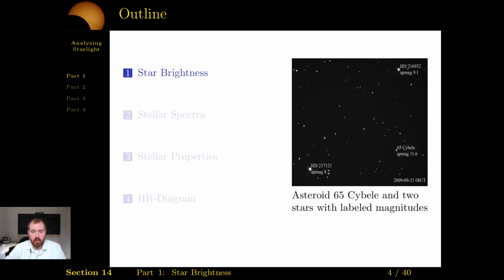So let's start talking about star brightness. And you've heard terms like magnitude. So here's a great picture of this. We've got an asteroid, 65 Cybele. There's the asteroid, and it's labeled an apparent magnitude of 11.6. And here are 2 stars, HD 216932. It's got a magnitude of 9.1. And I go over here, HD 217121, apparent magnitude of 8.7. And you might notice they have these scales here, these apparent magnitudes, 8.7, 9, 11. These correspond to how bright they are.